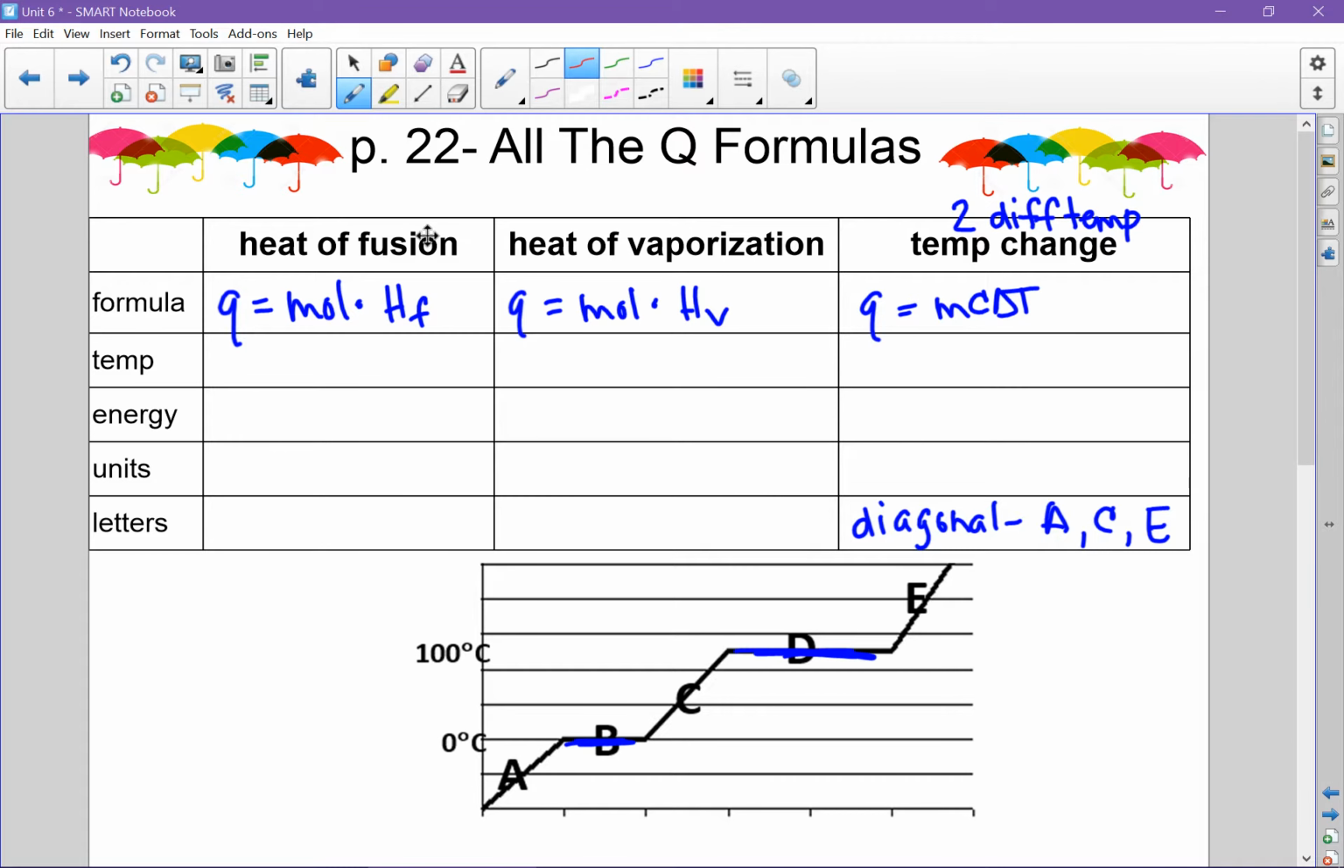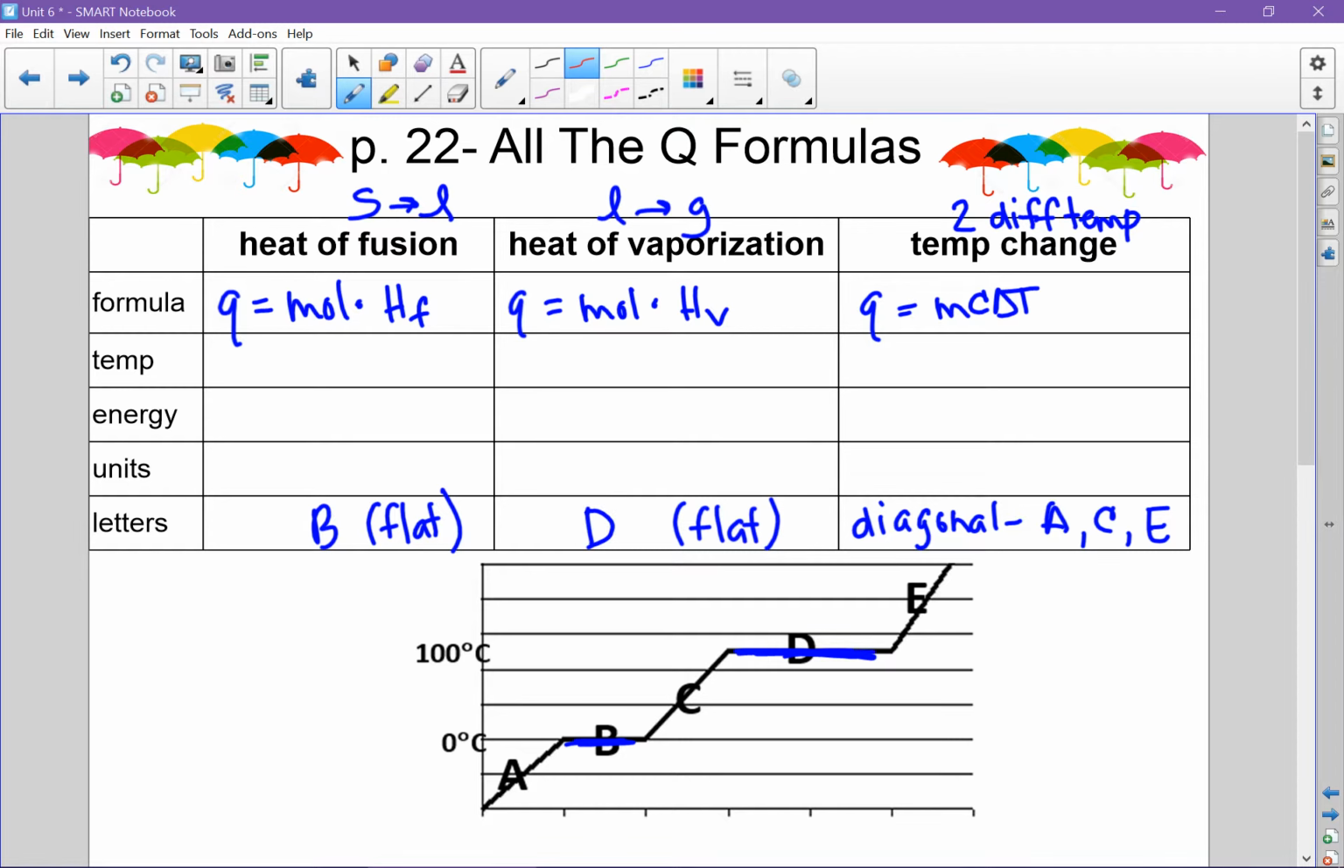Okay? Heat of fusion is happening between solid and liquid. That's happening on line B. Has to be on the flat line. It can only be letter B. Heat of vaporization is also a flat line. That's happening between liquid and gas. That's at letter D on the graph.